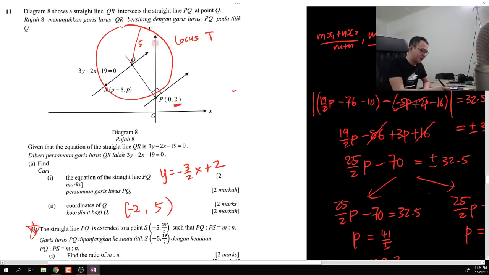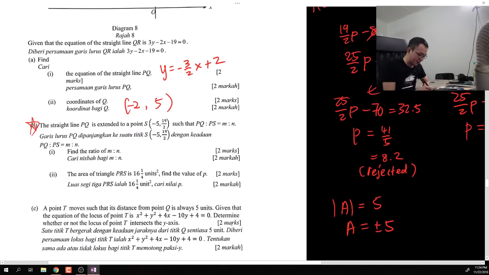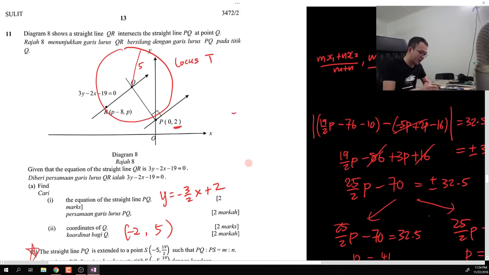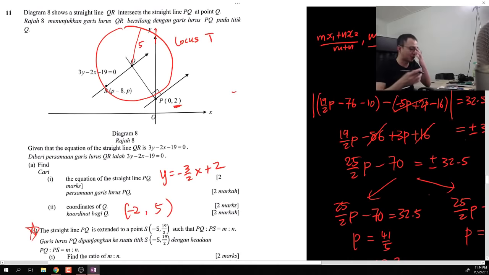Alright, right now, this is the circle I just drew. This circle might be bigger. If the circle is bigger, it might touch the y-axis. Yeah, because the question wants to know whether it touches the y-axis or not. Over here, I assume it touches. I don't know. But touching the y-axis, what's so important about that?